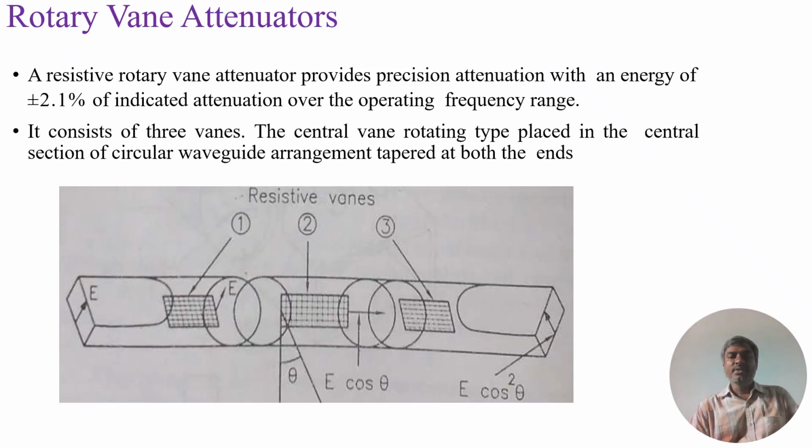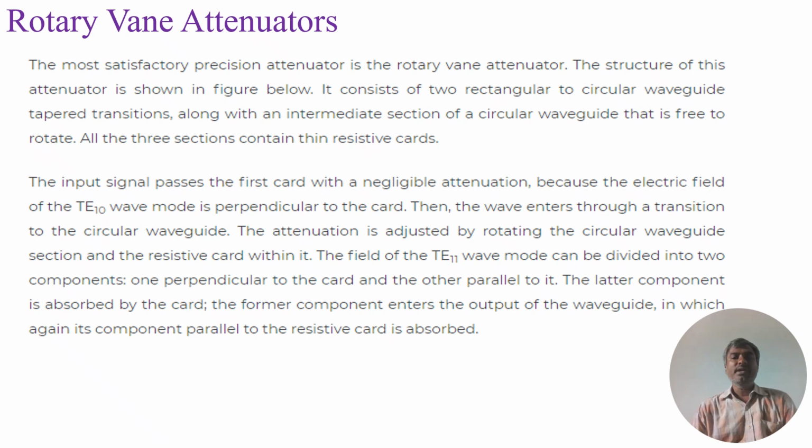A rotary vane attenuator provides a more precise level of attenuation irrespective of the change in the frequency, and it consists of three sections. There are two rectangular to circular waveguide transitions and one circular waveguide at the center. The rotary vane attenuator totally consists of three resistive cards, out of which two are placed in the rectangular to circular waveguide transitions where they provide a fixed level of attenuation, and one resistive card is placed in the center circular waveguide.